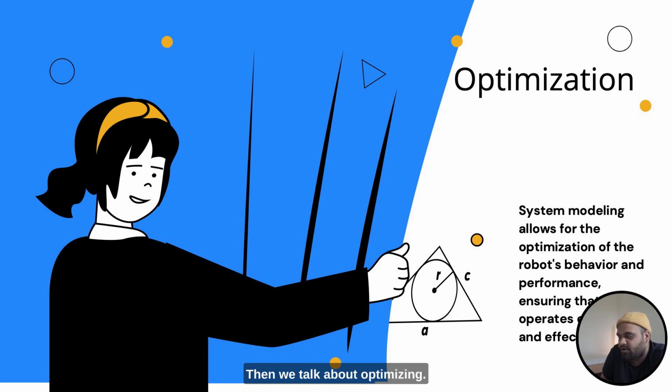Optimization. Then we talk about optimizing. System modeling allows for optimizing the robot's behavior and performance, ensuring that the operation is done effectively and efficiently. Optimization is again one of those vague elements in robotics, because optimizing can be a very challenging task when it comes to robotics in general. And when we say that optimization of robots is important, it also means that it's going to be quite critical as well.